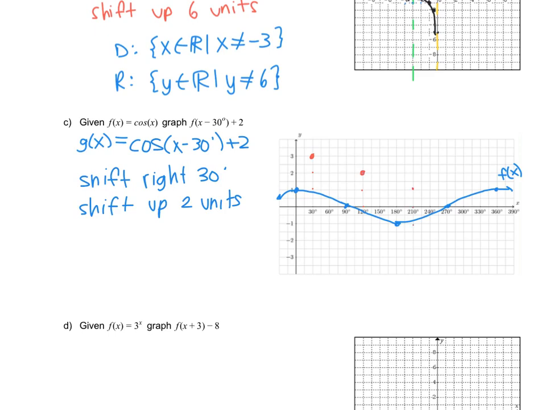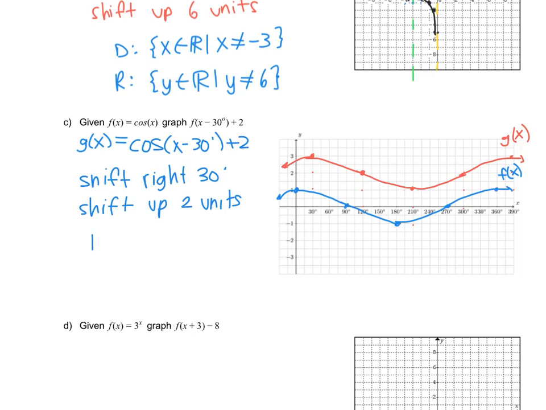30 to the right, up 2 units. Again, 30 to the right, up 2 units. And we connect. I'll label this g of x. And now I know this will go downwards like that. And there's your transformed function.